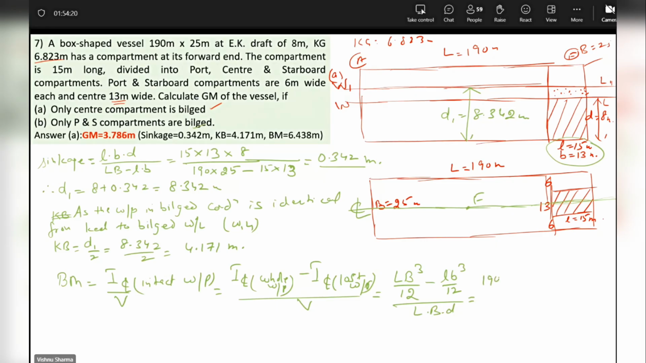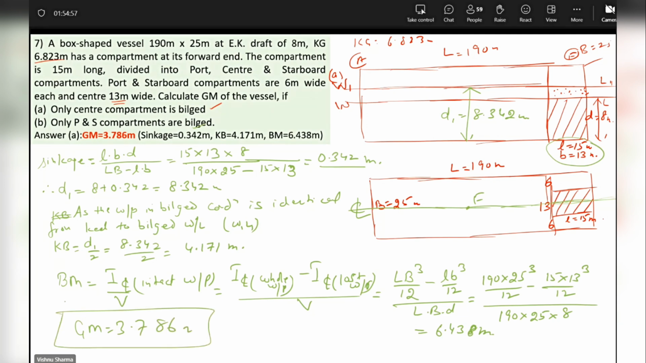So now it is 190 into 25 cube upon 12, minus 15 into 13 cube by 12, divided by 190 into 25 into 8. And if you solve this, you should be getting a BM of, the answer is there on top, 6.438 meters, unless I have made any mistake in the expression. Yes, right, 6.438. Okay. And then this gives you the GM of 3.786 meters. You can calculate and see whether the GM is 3.786 or not.